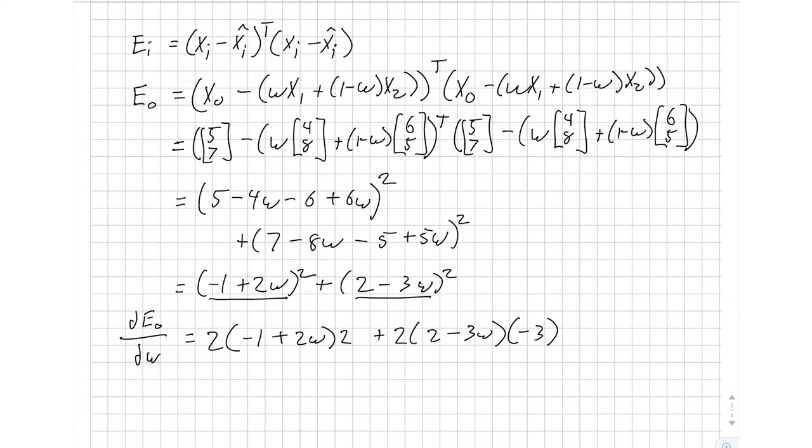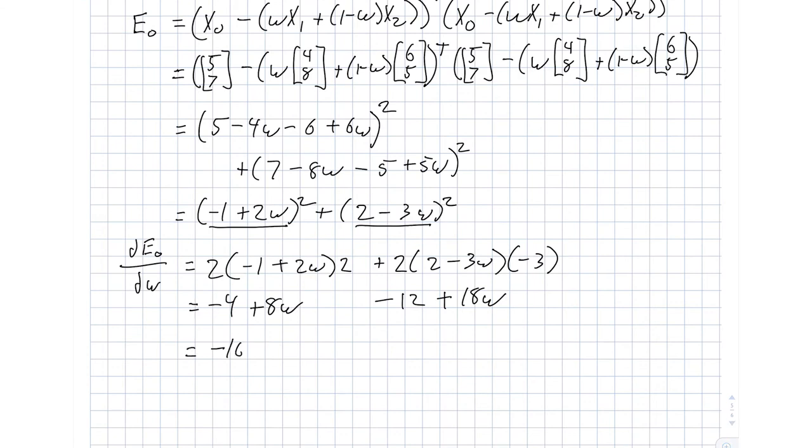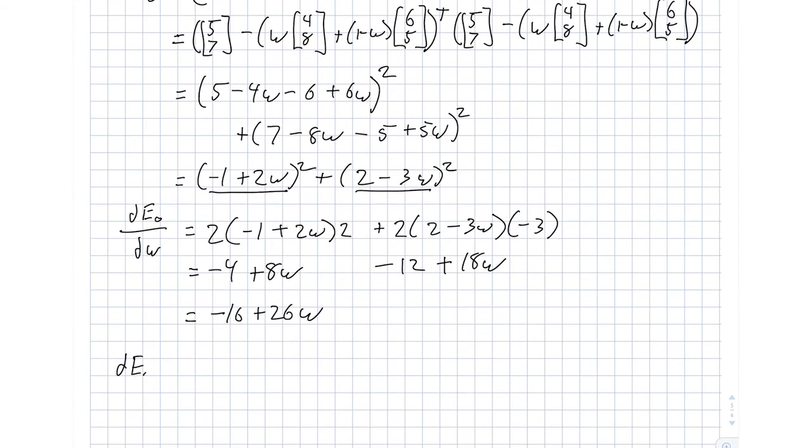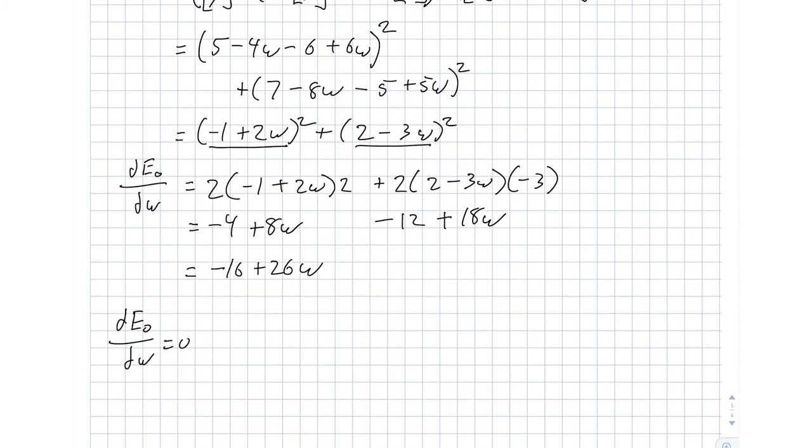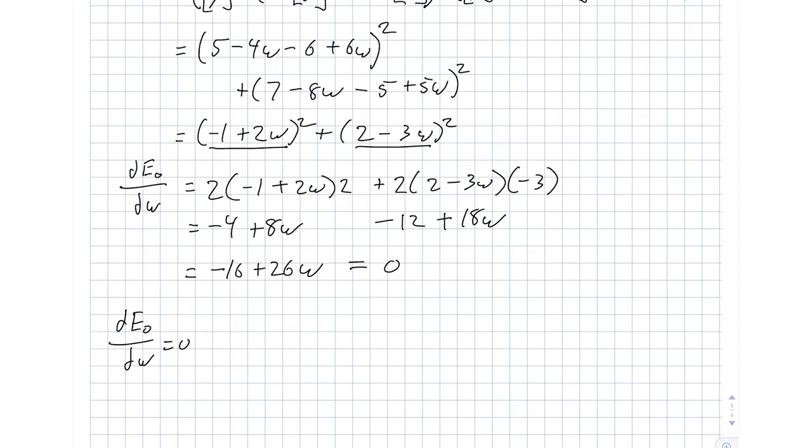All right, so let's expand this out and then simplify. So this is minus 4 plus 8w. And this side over here is actually a negative sign here, minus 12 plus 18w. Which, if we then collapse all this together, then we have minus 16 plus 26w. So where we optimize E0 is the point where dE0/dw is equal to 0. So we set this to be 0, and what this means is that w is equal to 16 over 26, which, if we simplify, is 8 over 13.